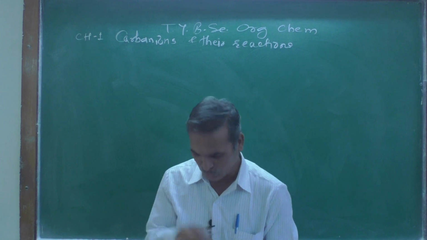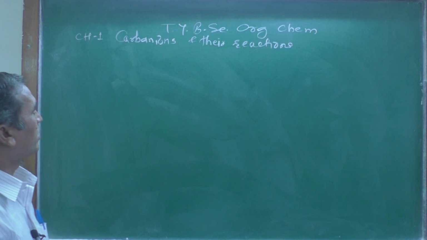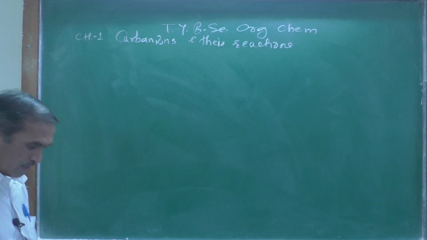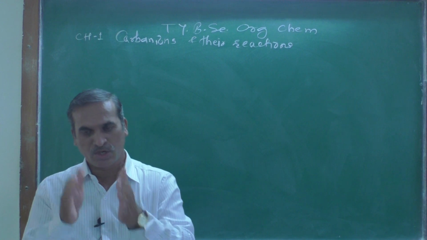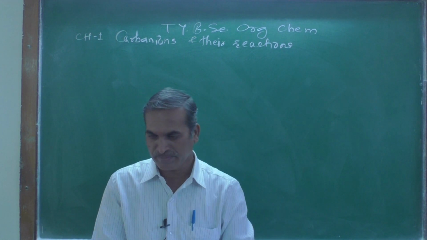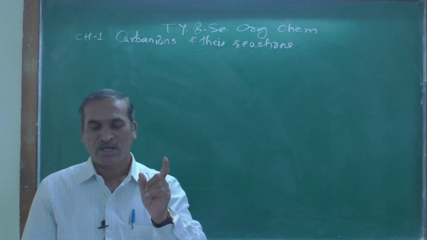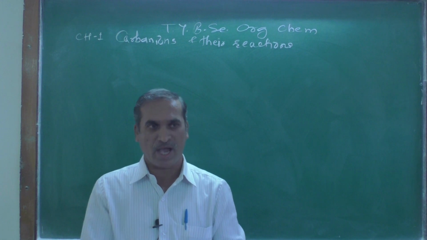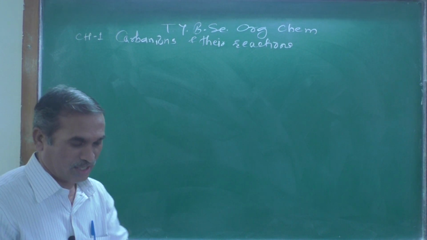What we are going to discuss today, let us see. Chapter number 1, and as we know there are 9 chapters, so we are going to start from chapter number 1 sequentially. The name of that chapter is Carbanions and their reaction.